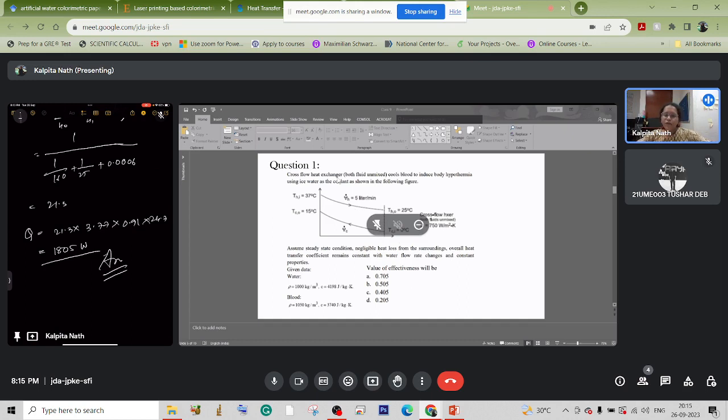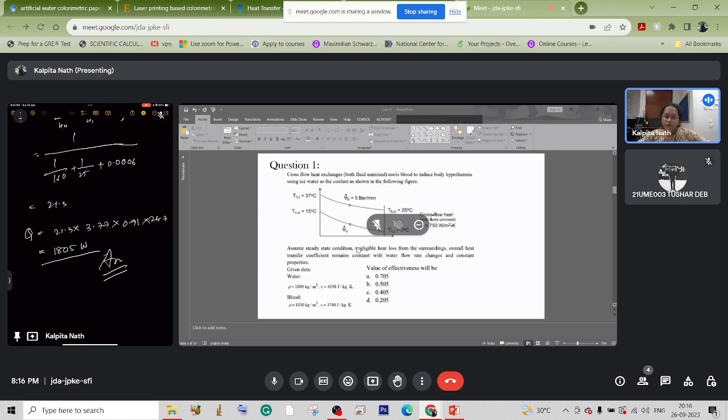For that, first of all, we need to calculate the two parts that sir has already taught you in the class. So the first thing is that the hot fluid is entering at 37 degrees Celsius and leaving at 25, and the cold fluid is entering at 0 and leaving at 15 degrees Celsius. It is said that the body is introduced, basically the blood is introduced to hypothermia, by using ice water. So obviously the ice water temperature will be 0 degrees Celsius, but the temperature will gradually increase as it is in contact with the blood, up to 15 degrees Celsius.